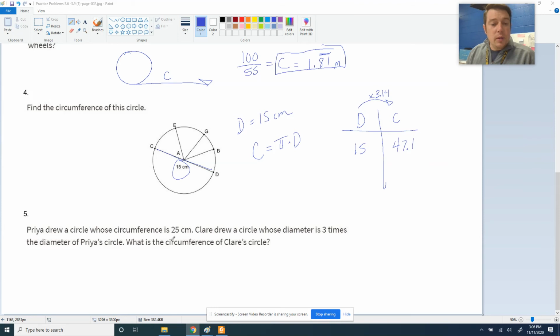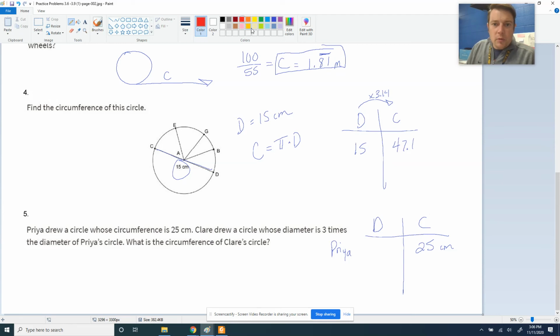And then lastly, let's get my ugly face out of the way. Priya drew a circle whose circumference is 25. Claire drew a circle whose diameter is 3 times the diameter of Priya's circle. What is the circumference of Claire's circle? Okay, so let's make a diameter to circumference chart. Okay, and let's start with Priya's. So this is Priya's. We know that Priya's has a circumference of 25 centimeters.